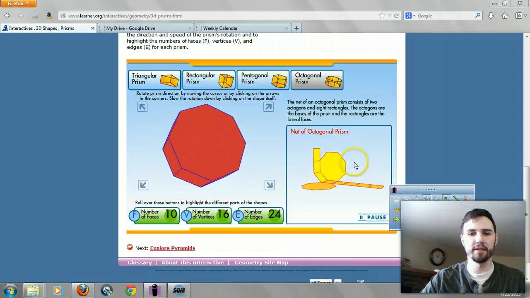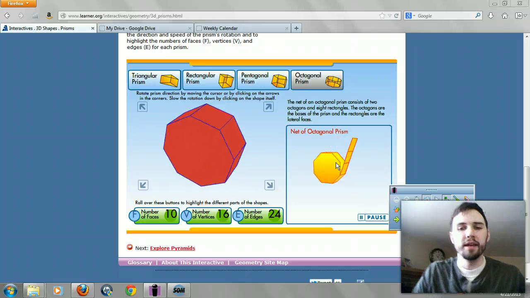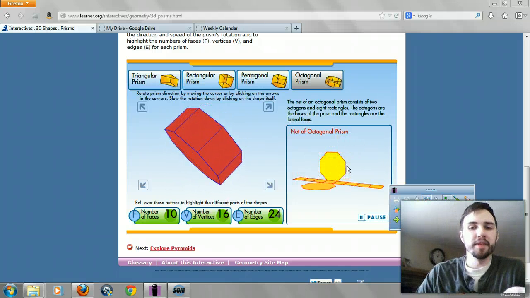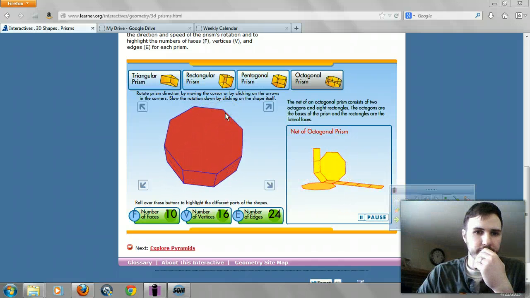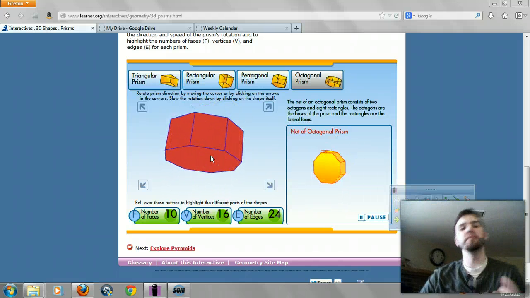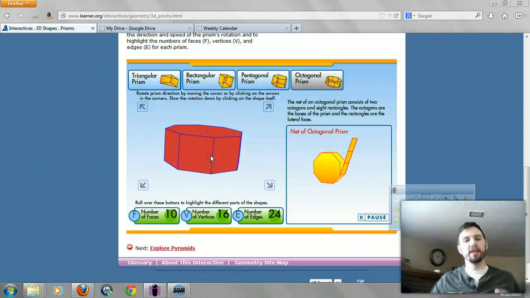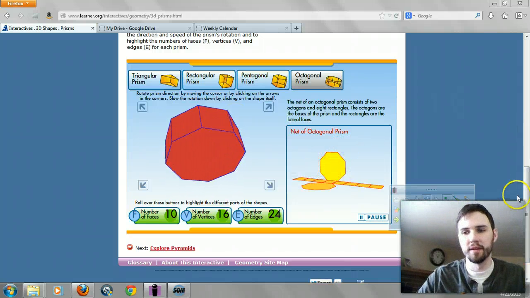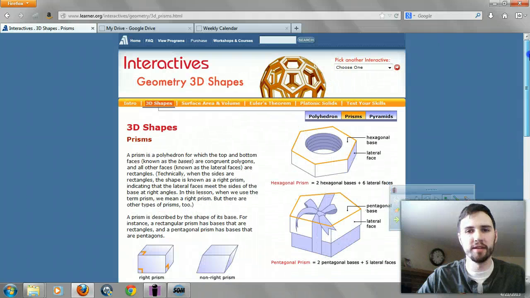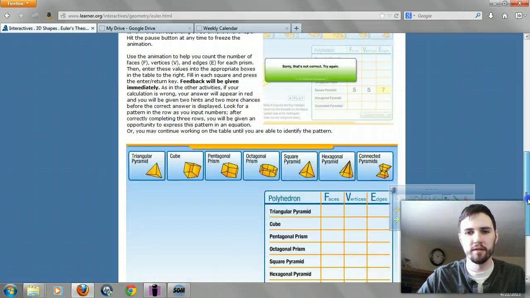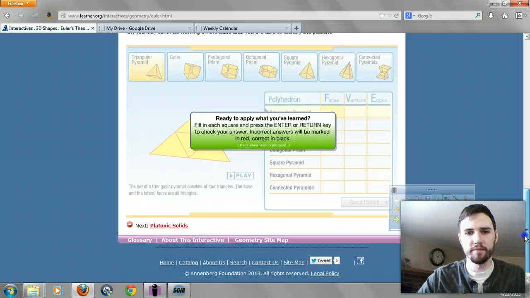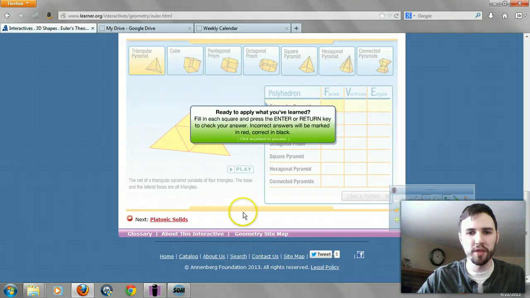It shows you the net when you break it apart. Now I want you to know something. When they open that up, they're all polygons, right? So again, 10 plus 16 is 26. Equals 24 plus 2. This is actually a really neat website.